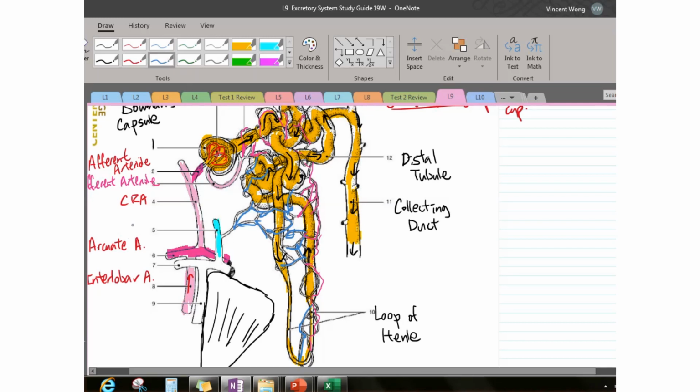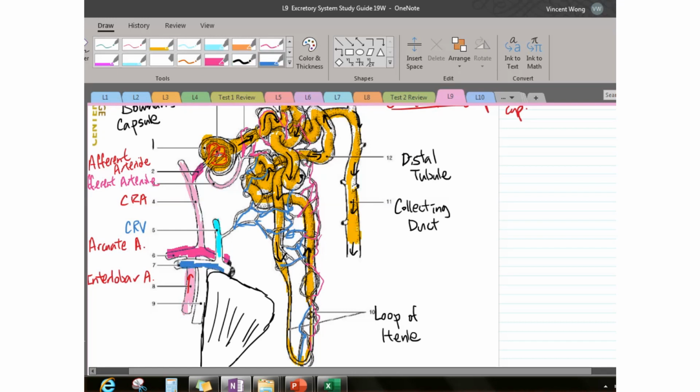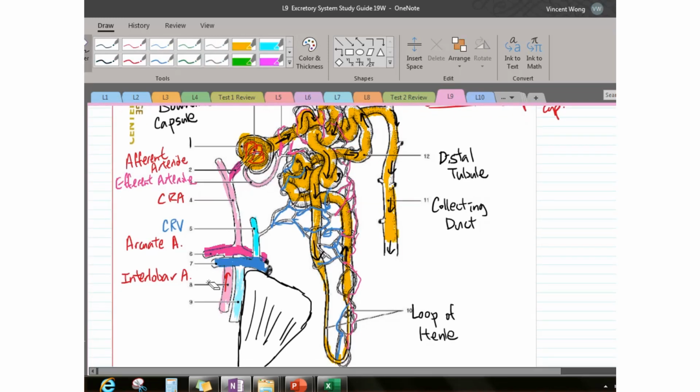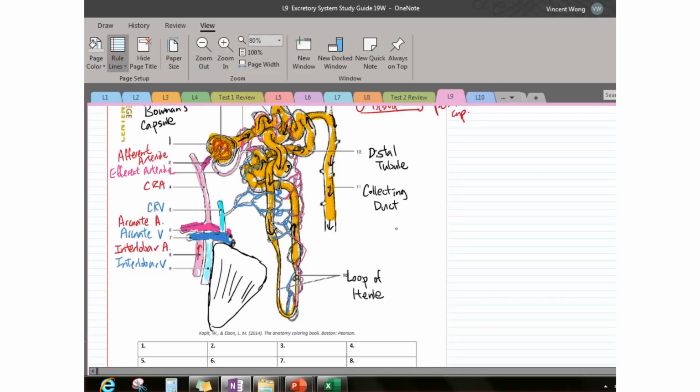So eventually, the peritubular capillary is going to come back and join with this one that runs parallel to the CRA. So this one is the CRV, the cortical radial vein, and from the cortical radial vein, you will go back to the arcuate vein, and finally, the interlobar vein. Let me label those for you. Number 7 is the arcuate vein, and then the interlobar vein. And then from the interlobar vein, it's just going to go back out of the kidney through the renal vein. Okay, so there you have it.